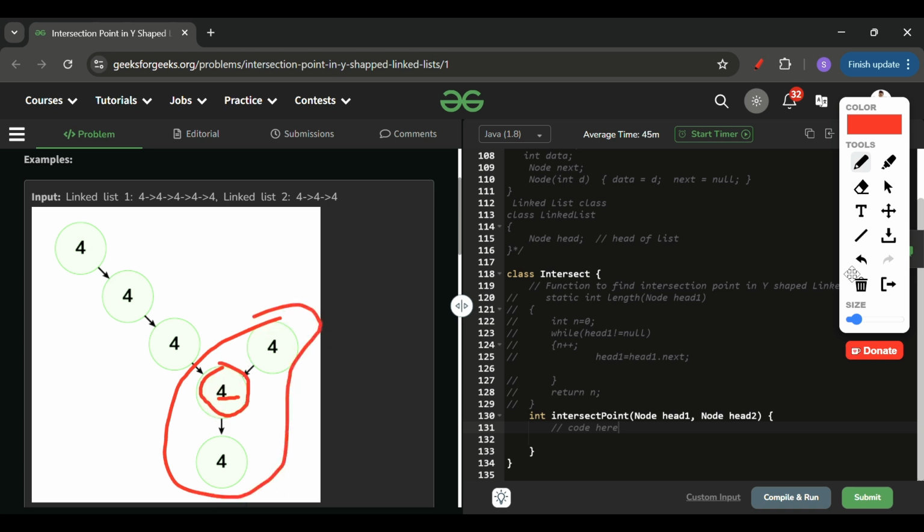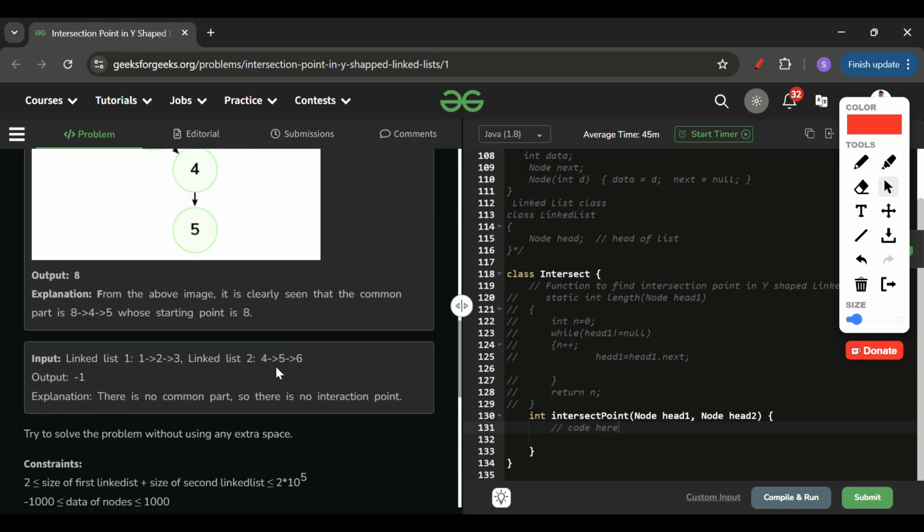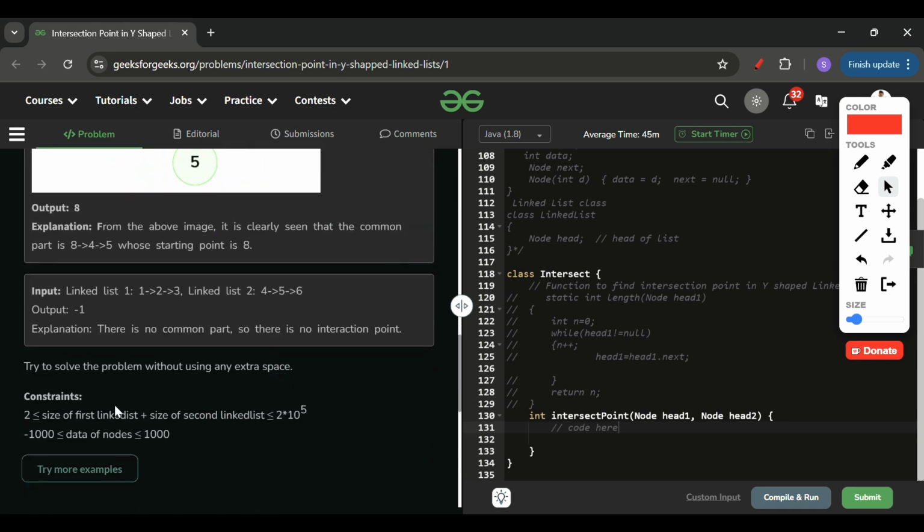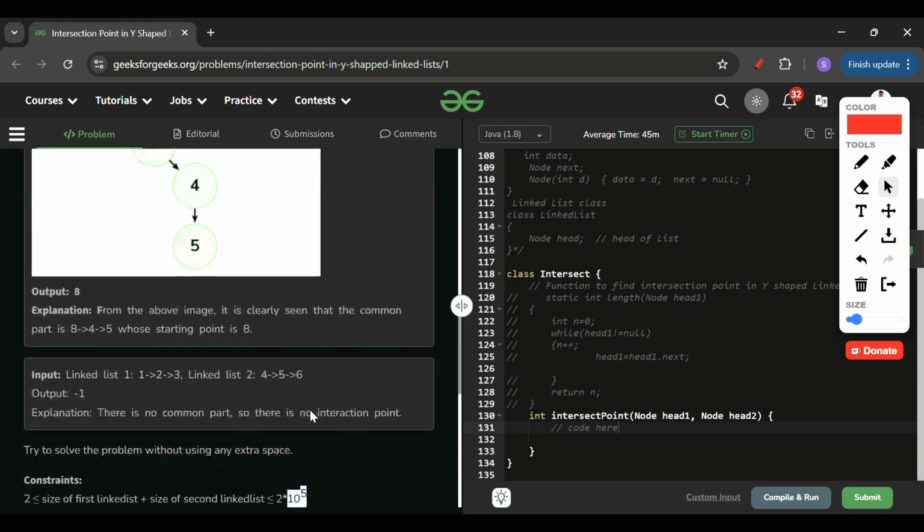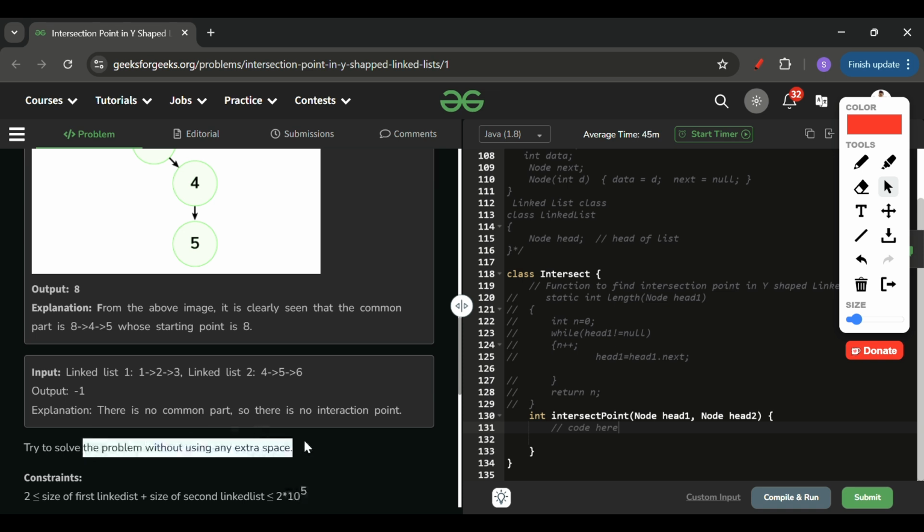So this is one of the approaches we can take, but the time complexity will be big O of n square, because for every node I'm iterating over another linked list. If you see, the size of the linked list is 10 raised to the power 5, so it will be something like 10 raised to the power 10, which is not suitable and will give us time limit exceeded. Also, another thing is to try to solve the problem without using extra space.